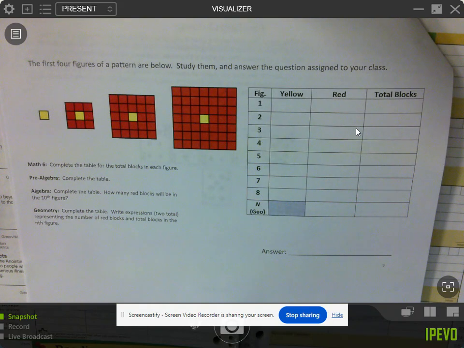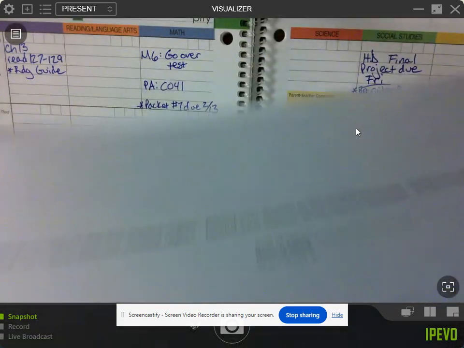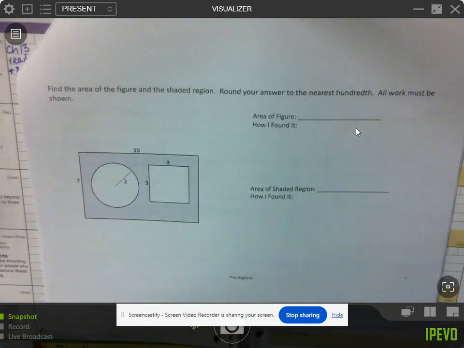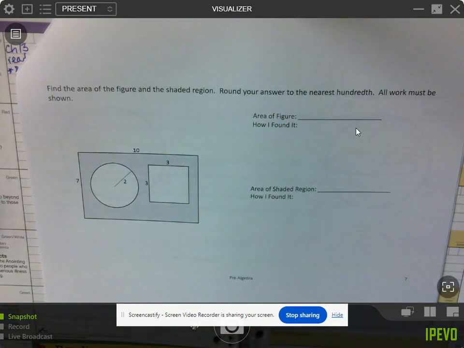Especially when it comes to these logic pattern ones, always look to see if there's perfect squares. All right, next one. Find the area of the figure and the shaded region. So our figure is, I've had a few people ask me about this.